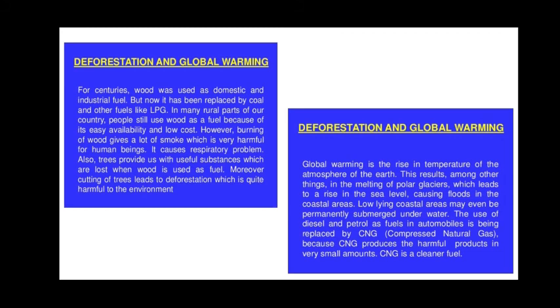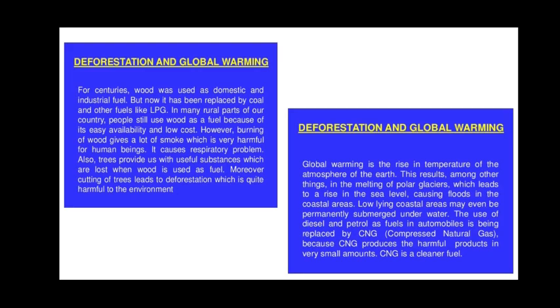So we have to reduce the use of petrol and diesel automobiles and replace them with natural gas, that is CNG, compressed natural gas, which produces comparatively less harmful product and is considered a cleaner and eco-friendly fuel.